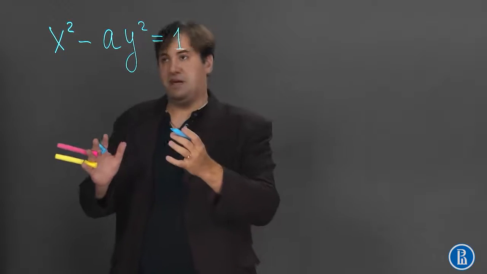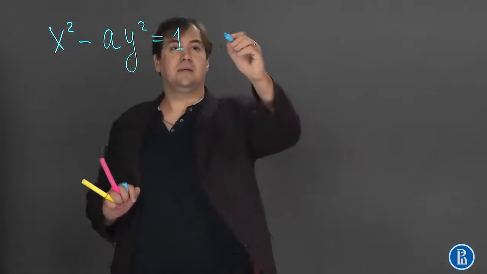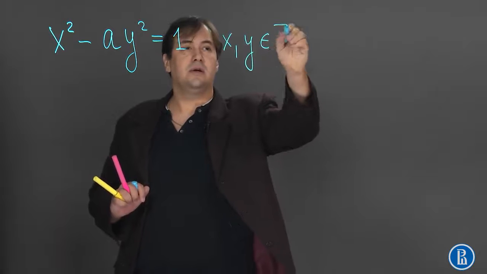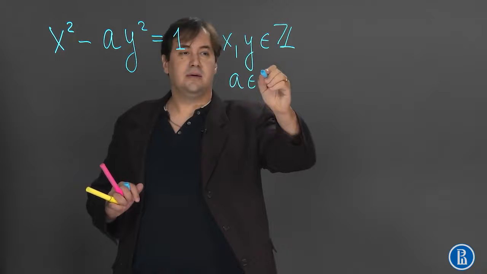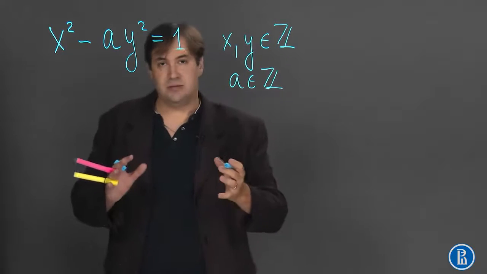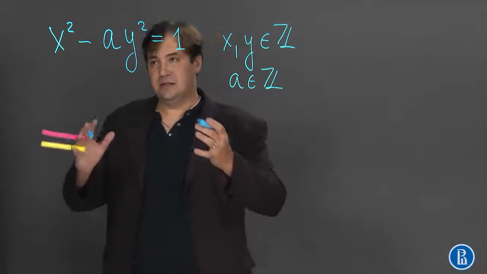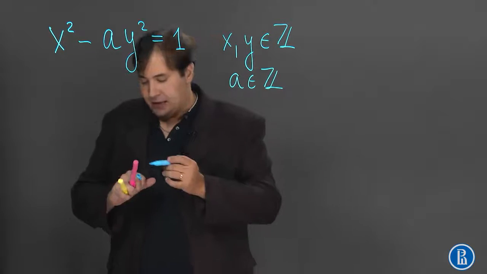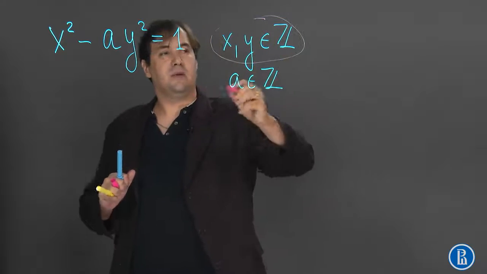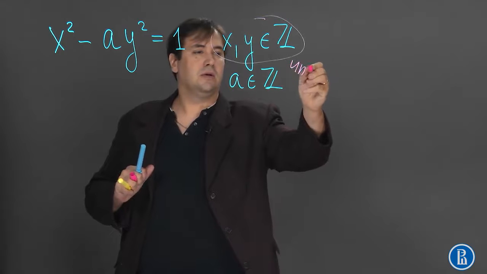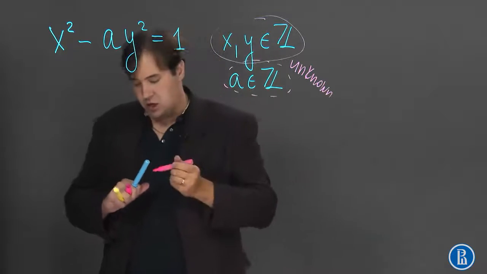Well, we have something like 3 variables here, but actually only x and y are unknown. And a is also an integer, but it's a certain integer. We do not try to find it. We just simply take it and consider such an equation. It depends on a. So let me just write this. These are unknown. And this one is, so to say, known.